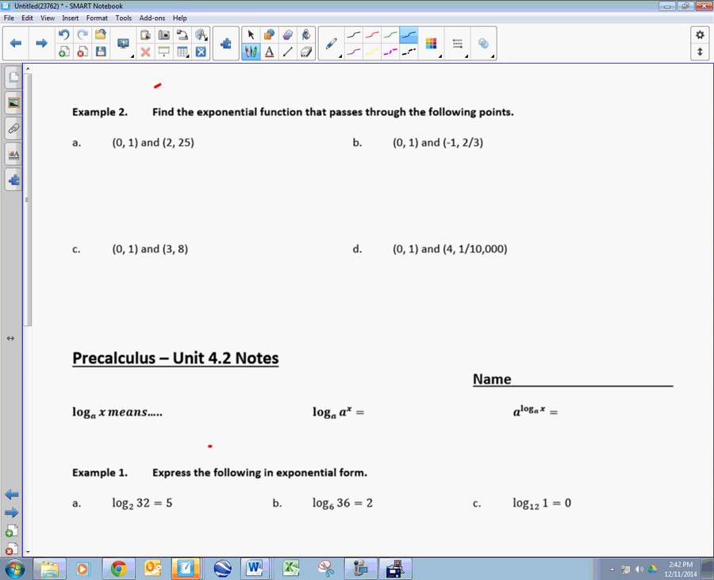Find the exponential function that passes through the following points. An exponential function has the equation y equals a to the x. So here's an example. Y equals 10 to the x is an example of an exponential function. We want to know what value a should be. For example, you're used to doing y equals mx plus b, and you end up with, say, y equals 2x plus 3. So you found 2 and you found 3, and you wrote your equation. Now what we're going to do is we're going to find a and write our equation.